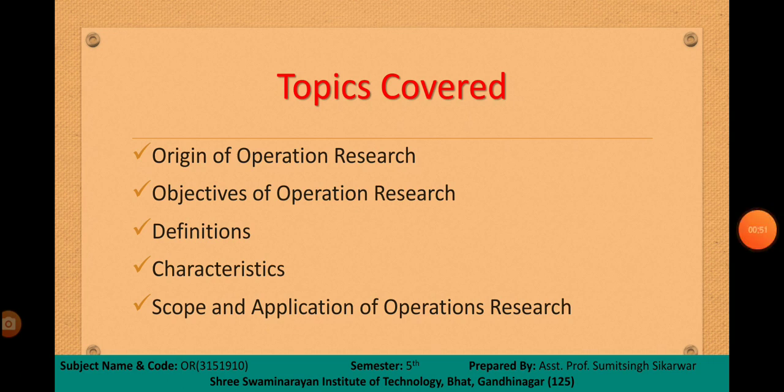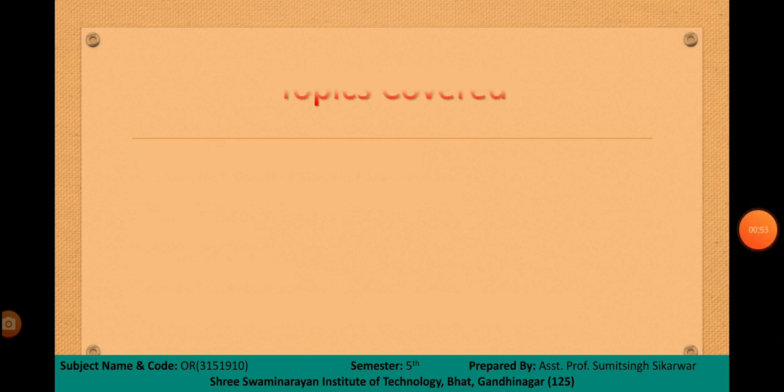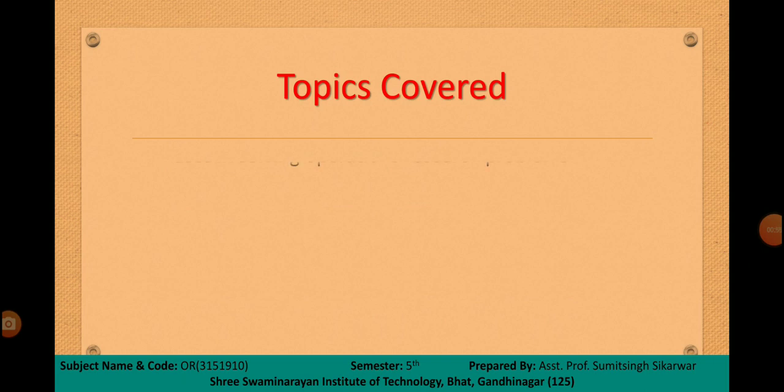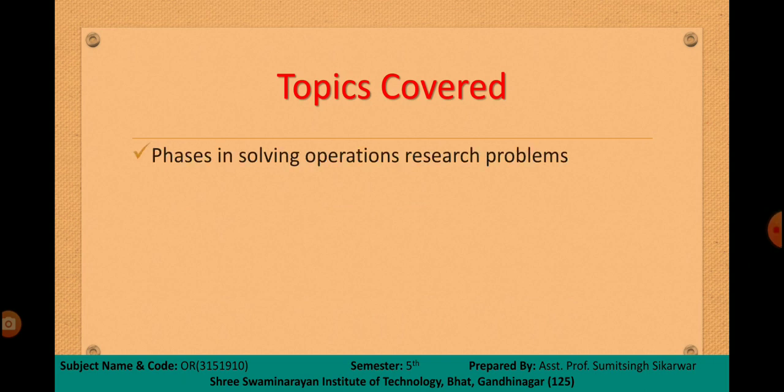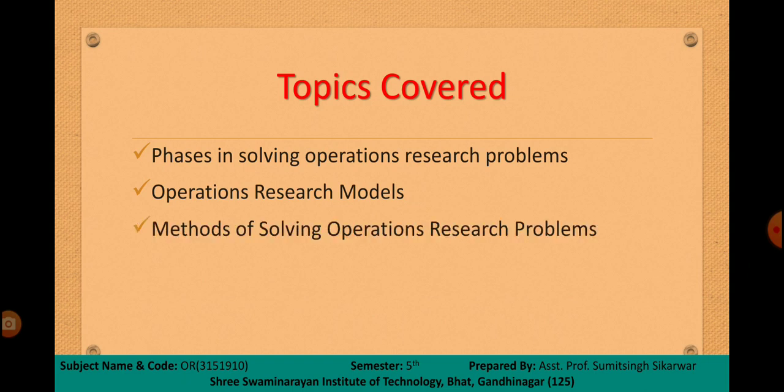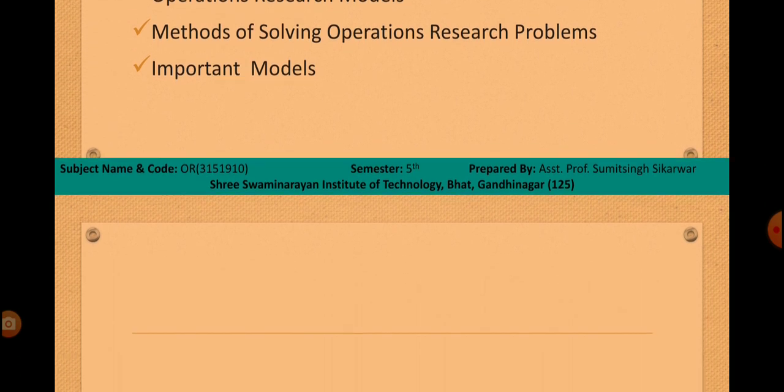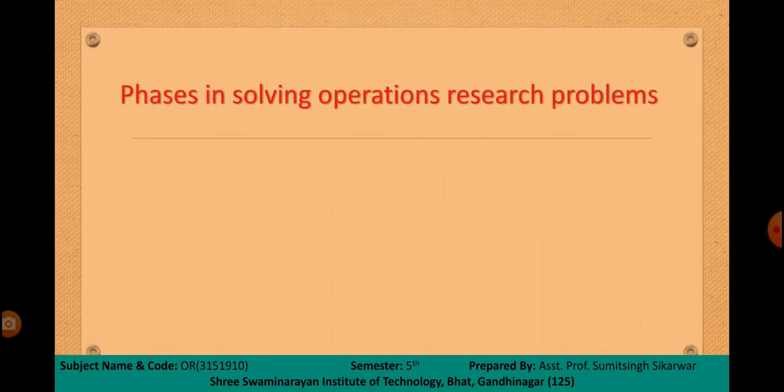Today we will study the following topics. Today we will discuss phases in solving an operation research problem. We will understand operation research models. Then we'll try to understand methods of solving operation research. And next we'll end our session with important models which may be utilized in operation research problems. So let us continue with phases in solving an operation research problem.